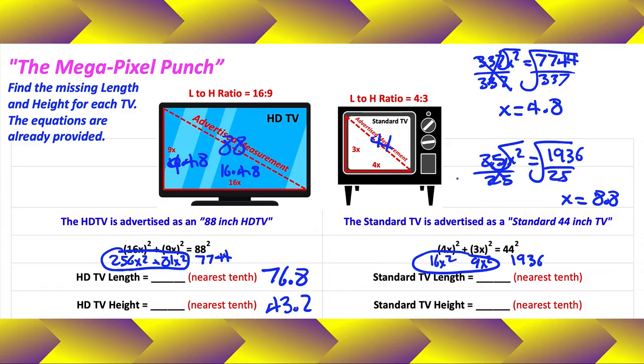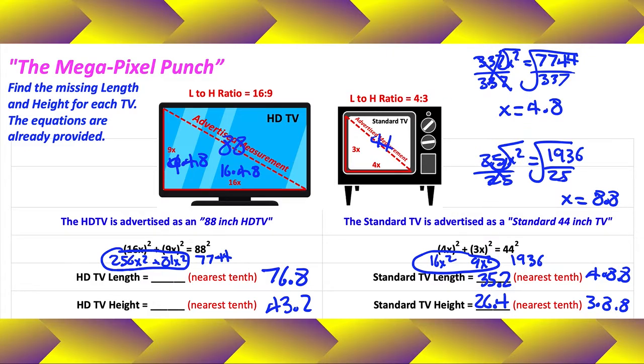So what you're going to do now is go length: 4 times 8.8. I don't have enough room. The TV's too small, I can't write it on there. And then you go 3 times 8.8. So let's go ahead and see what those values are. 4 times 8.8, 3 times 8.8. My values are, TV length is going to be 35.2 inches, and the TV height is going to be 26.4.